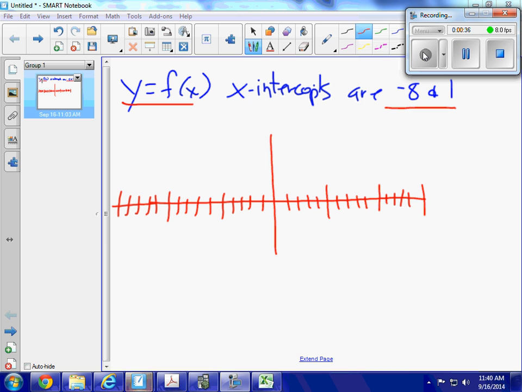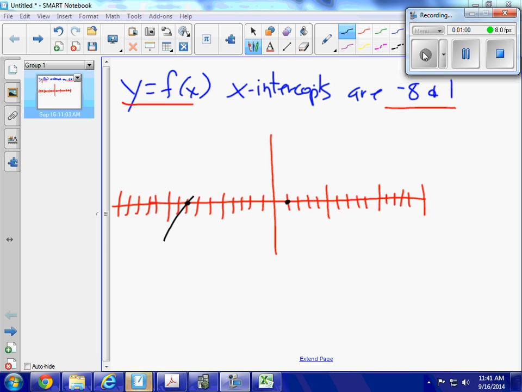I make a graph, and it's telling me my intercepts are -8, so that would be right here, and +1. Remember, x-intercepts are where the graph is crossing the x-axis, where y equals 0. So I could think of that as a function. These 2 points are just a function, but I kind of like to be a little more visual.